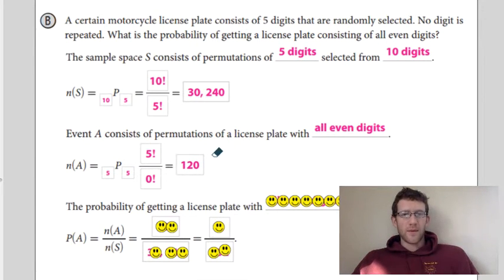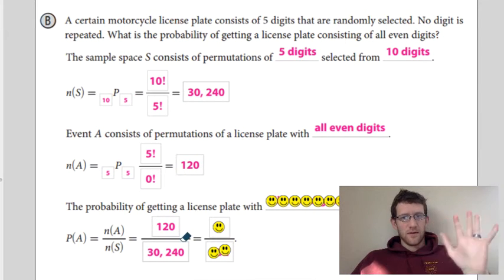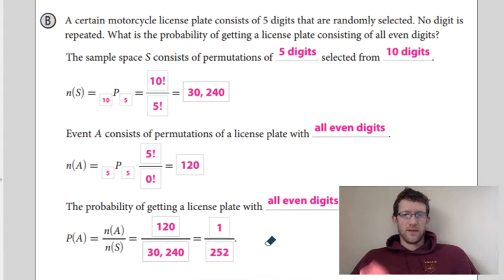So our final probability is simply the number of elements in event A out of the number of elements in our sample space. So we just divide them. 120 out of 30,240, right? There are 30,240 possible license plates. Only 120 of them contain all even digits. Therefore, the odds of getting one of these license plates is simply 1 out of 252. So less than 1%.